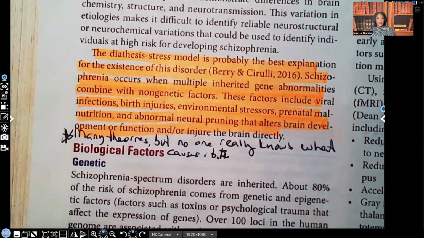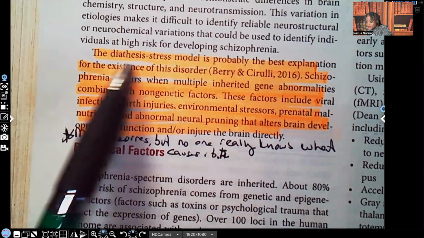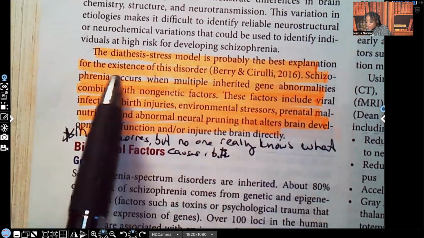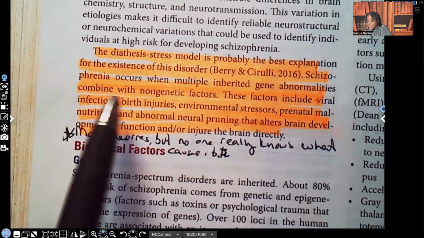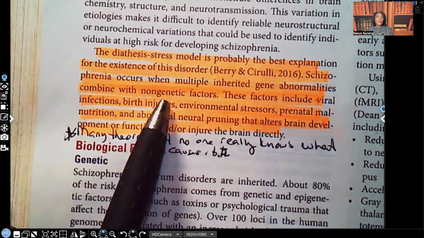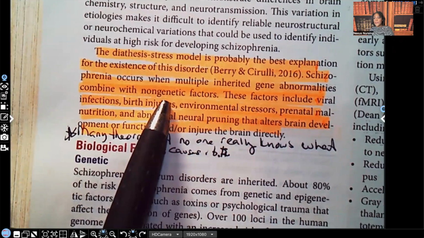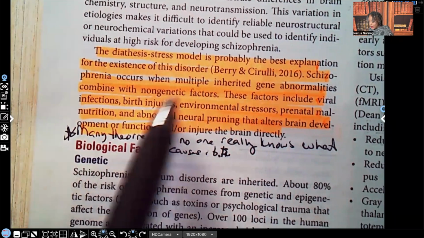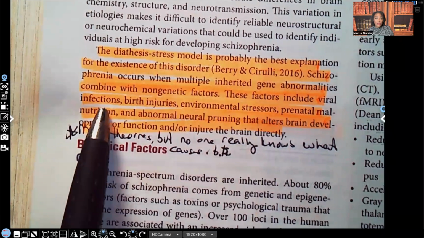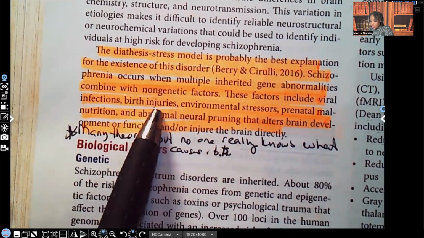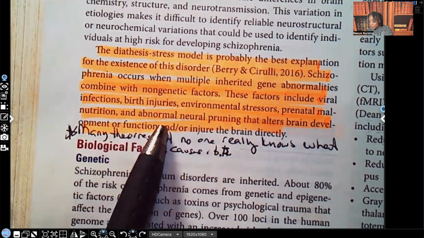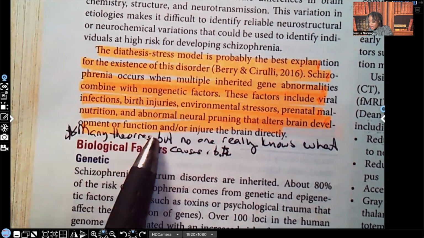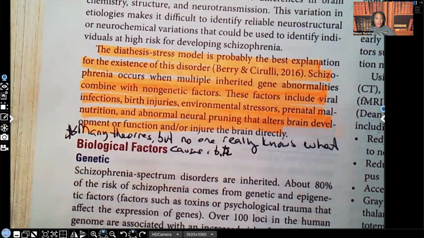Risk factors for schizophrenia. The diathesis-stress model is probably the best explanation for the existence of this disorder. Schizophrenia occurs when multiple inherited gene abnormalities combine with non-genetic factors. So what does this tell us? This tells us when it comes to schizophrenia, it's not just genetics and it's not just environmental, it's a mixture of both, okay? These factors include viral infections, birth injuries, environmental stressors, prenatal malnutrition, abnormal neural pruning that alters brain development and neural function, or injury to the brain directly.